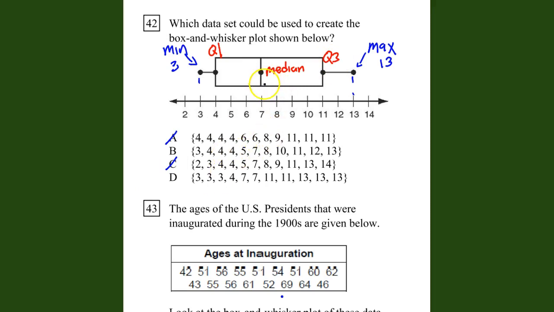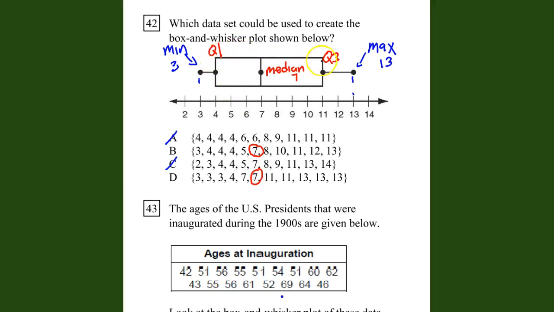So let's take a look at the medians of both B and D. So we can find the middle, the exact middle. We count our way in 1, 2, 3, 4, 5, and then 1, 2, 3, 4, 5. So the median of B is 7. That matches here. It's 7, right? And let's check on D. 1, 2, 3, 4, 5. And 1, 2, 3, 4, 5. So yeah, the median of both of these is 7.